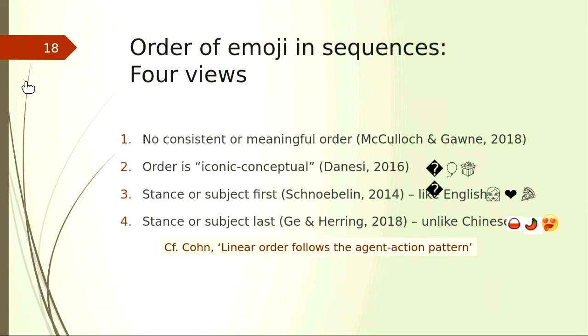Whereas more recently, Jingji and I have observed in sequences in Chinese language context that the stance or grammatical subject tends to appear last, as in the example over there, which means I love spicy food, literally rice, chili pepper, heart eyes. And so the order there is object before verb. And if this pattern is supported with further evidence, it would be evidence against Cohn's claim that in emoji sequences, linear order follows the agent action pattern, which is supposedly cognitively based and universal. So this could be a very interesting case to explore.